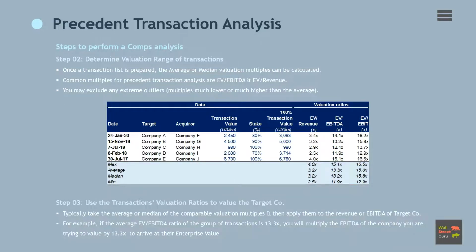Step 3. Use the transaction's valuation ratios to value the target company after a range of valuation multiples from past transactions has been determined. Those ratios can be applied to the financial metrics of the company in question. For example, if the average EV to EBITDA ratio of the group of transactions is 13 times, you will multiply the EBITDA of the company you are trying to value by 13 times to arrive at their enterprise value.